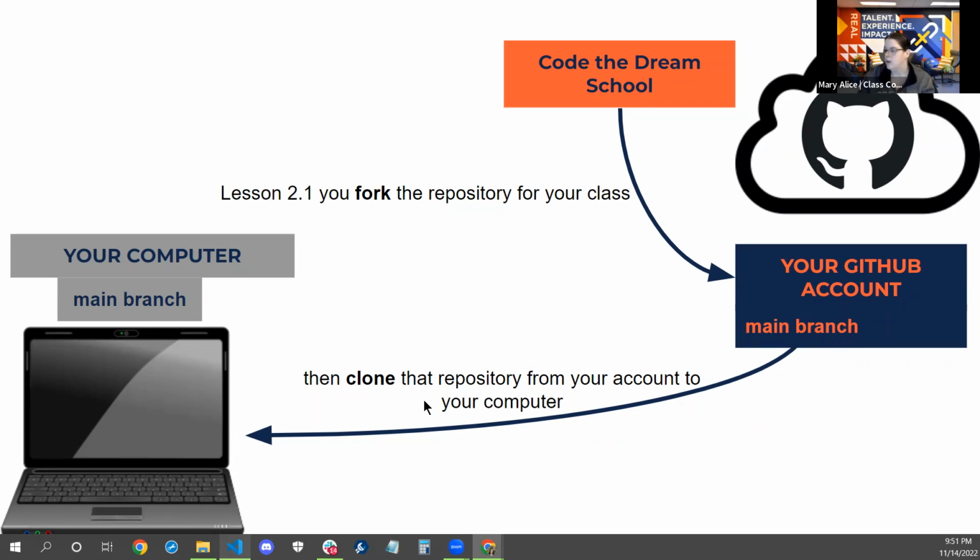And then when you clone it, that's where you're moving it from your GitHub repository that's remote, and you're bringing it into your computer to a main branch. So when you're first setting up and you're forking and cloning a repository, you're pulling it from somebody else's account to yours, and then you're pulling it from your account down to your particular computer, so that way you can work on it on your machine specifically.